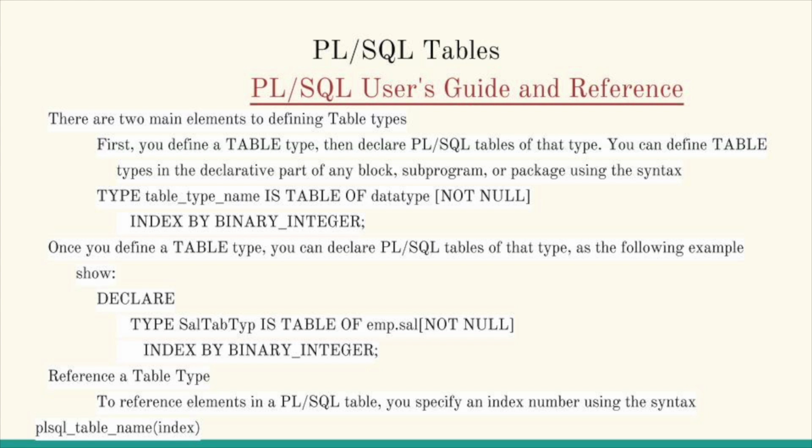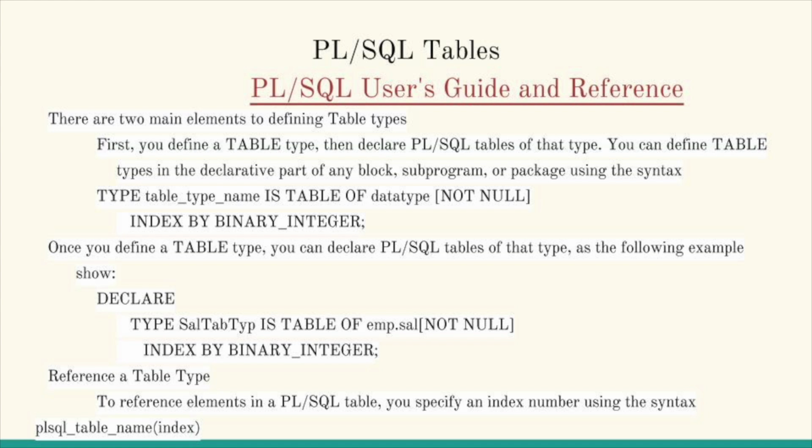INDEX BY BINARY_INTEGER. The INDEX BY clause must specify data type BINARY_INTEGER. If the element is a record type, every field in the record must have a scalar data type such as CHAR, DATE, or NUMBER. Once you define a table type, you can declare PL/SQL tables of that type, as the following examples show.